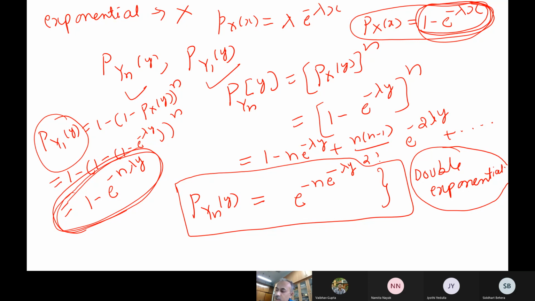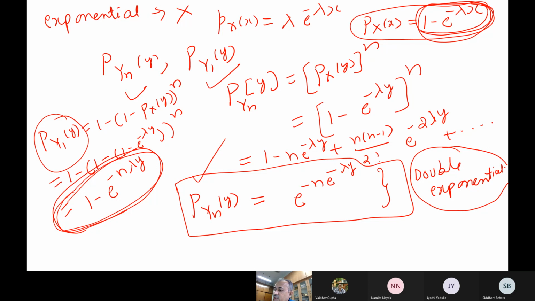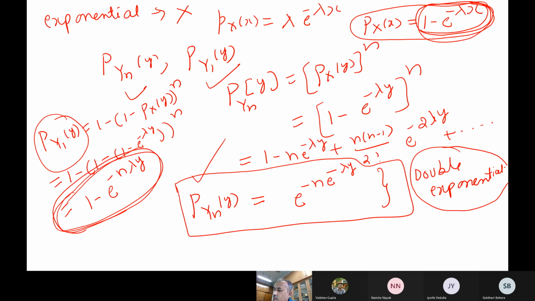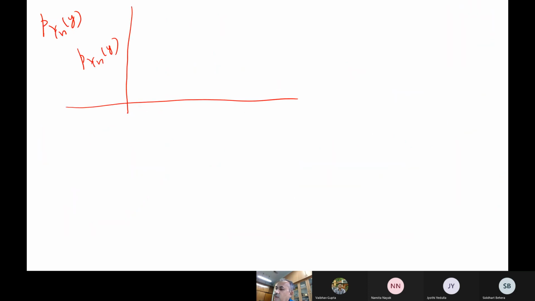So you can plot it on a computer, this p y, the density. That means you differentiate this expression. If you differentiate this, it is very easy, and if you try to plot it in MATLAB, it looks like this. So p yn of y. Now when n is 1, that means you have only one sample, so this becomes e to the power of minus lambda y. If you plot it, it looks like this for one sample.